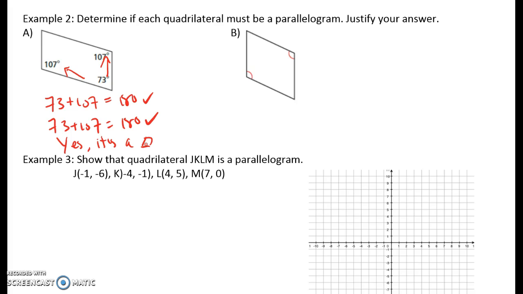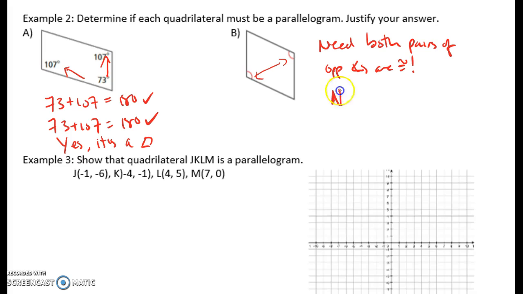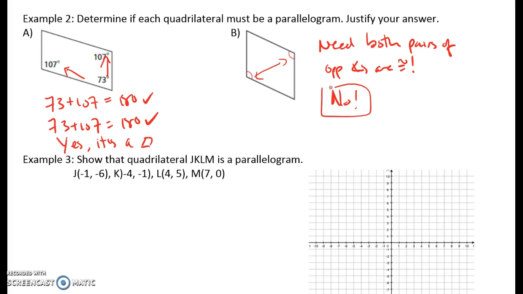Take a look at B. What can we say about this one? Yes or no? Remember, once again, we're given information about angles. And here I've only got one pair of opposite angles, but I need to know both pairs of opposite angles are congruent. So no, there's not enough information. We can't say that's a parallelogram. All right? So here, again, when it says justify your answer, we want to add in the because. So let me go back and add that in right here.